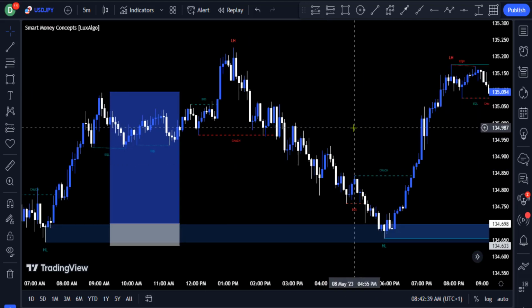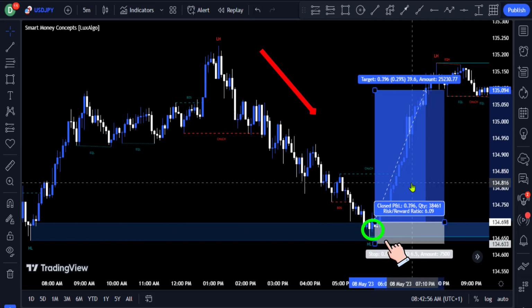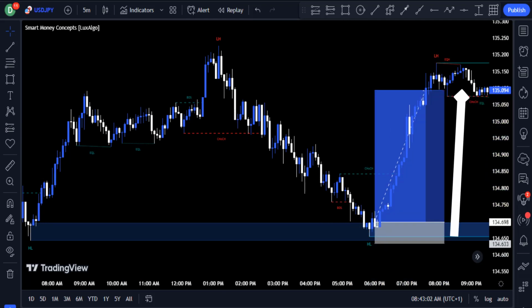And if you look at what happened later, the price came down to the order block, tapped into the order block, and started trending up again, in this case hitting our take profit. Now let us take another example of a trade where the indicator is doing magic.